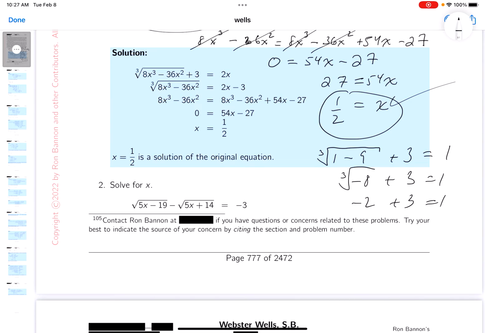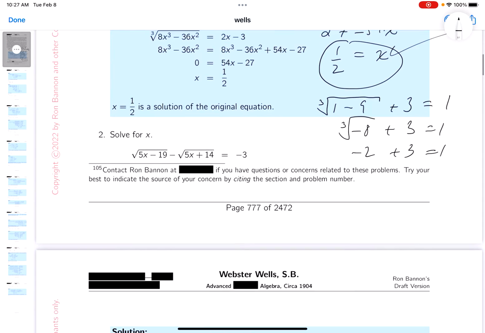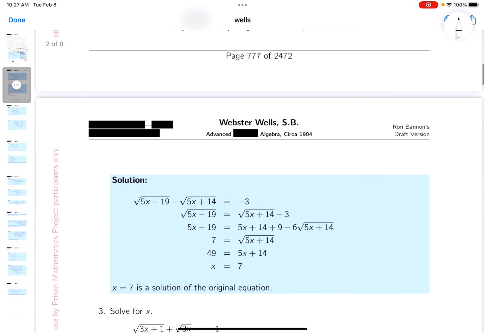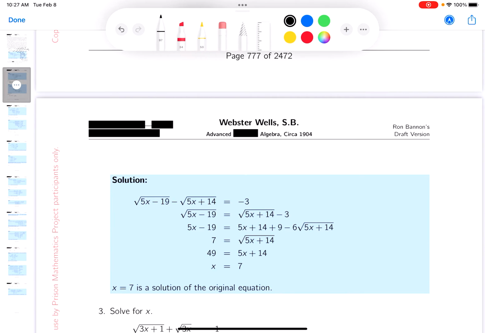Okay, problem number two. Unfortunately, it has two radicals. What I would recommend is to isolate one of the radicals, so I'm getting a little more room. Go to the next page, and I'm going to start talking through it, but I will put some work down for you. So the first thing I did, and I want to emphasize this over here, I isolated one of the radicals by adding the root of 5x plus 14 to both sides.